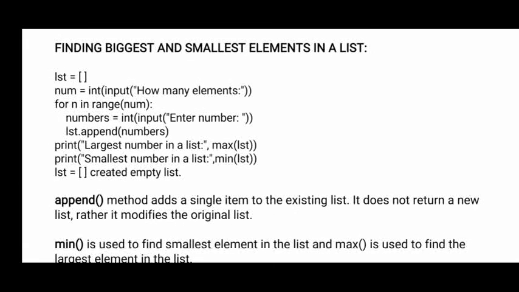Next you see finding biggest and smallest elements in a list. See, list, as I already explained, is a collection of elements. If it is a collection of elements, there is a chance of giving more than one element. So if you want to find out which is the biggest element and which is the smallest element, you can find that out using built-in functions, or by using the minimum and maximum functions also.